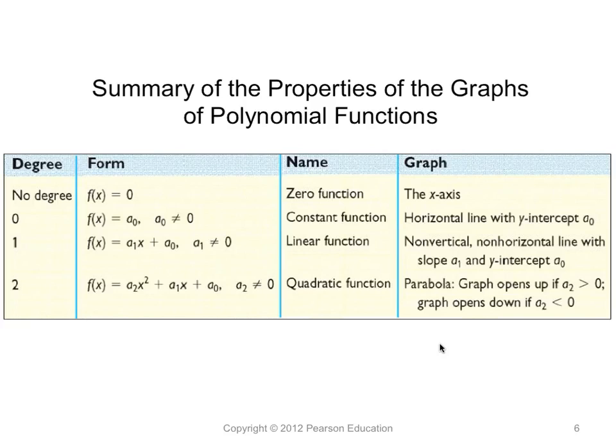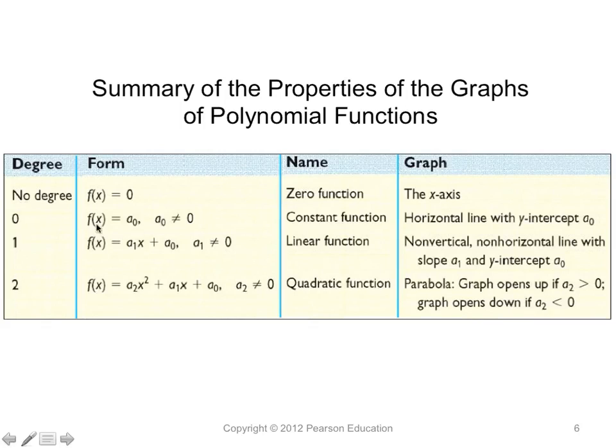So here's a nice little summary of some of the properties of the graphs of polynomials. If you have f of x equals 0, this is still a polynomial, but this one is actually called the zero function. It has a special name, and we say that it has no degree. That's the only one like that. And the graph is just the x-axis.